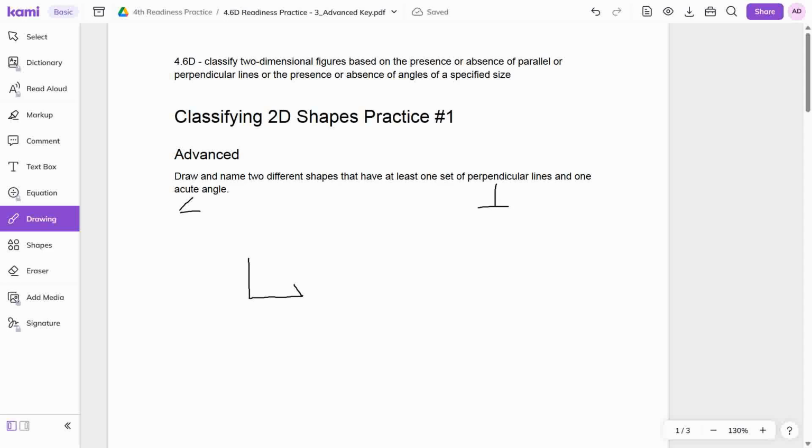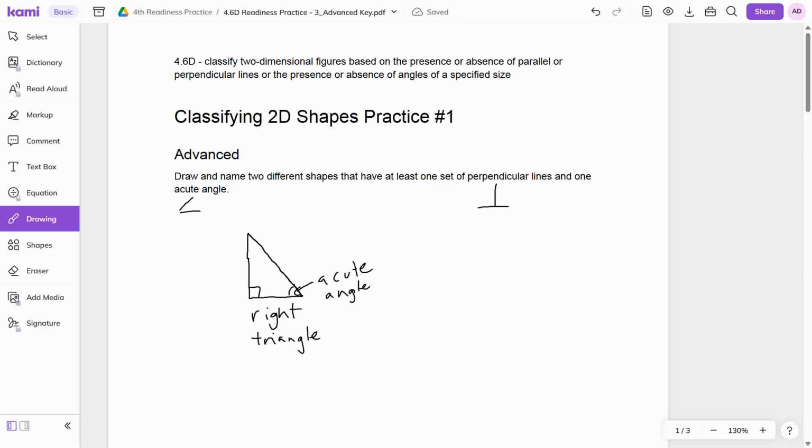Well, it can be any shape here, and watch what happens if I do this. If I extend this up here, and I make that a triangle, what I have is a right triangle, and it has two acute angles and one set of perpendicular lines which make a right angle. So we can make a right triangle.